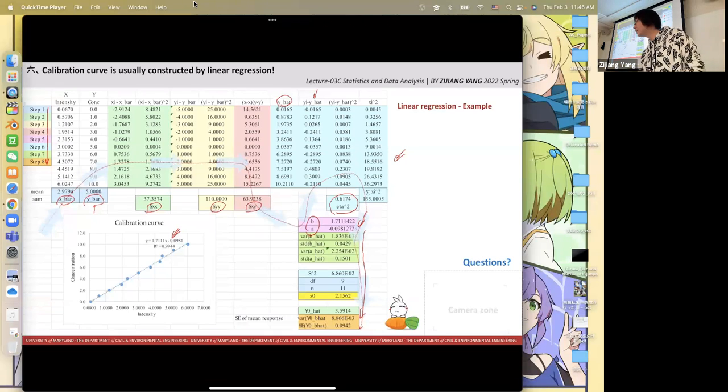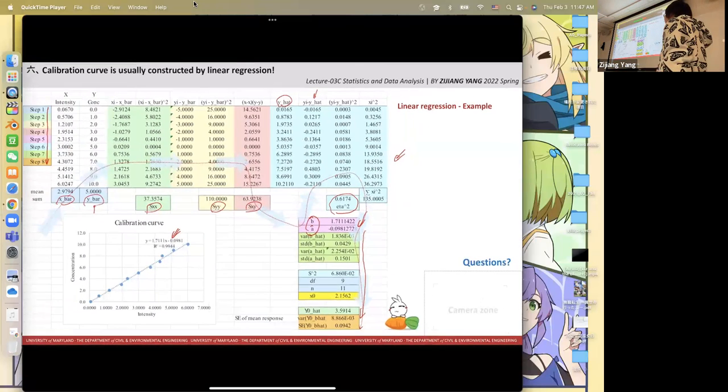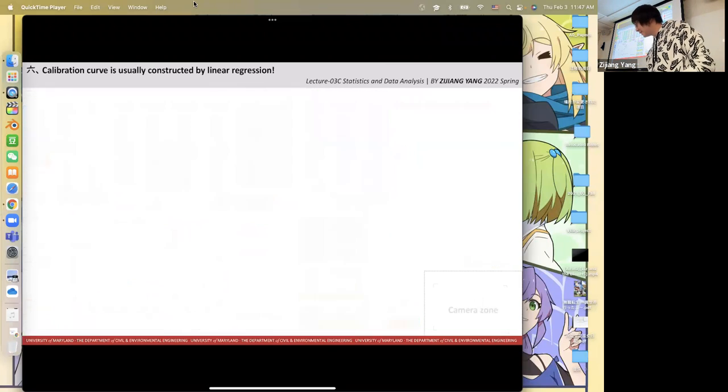Just a quick note: A and B, the pink ones that we calculated, are the A hat and B hat. But we can consider them as A and B in the regression equation. Any more questions? We have 3 minutes.